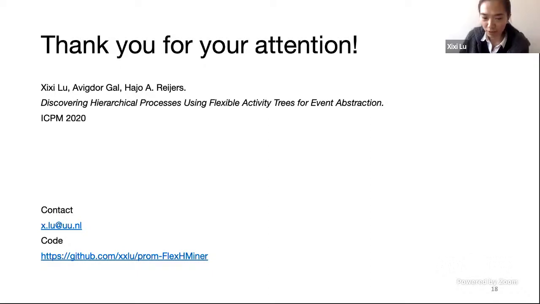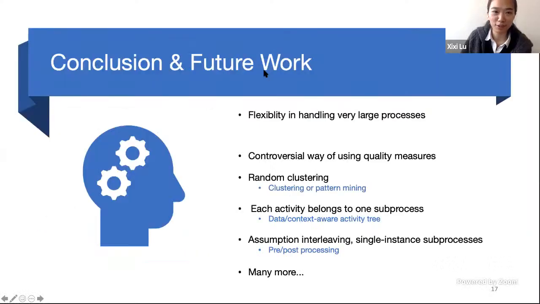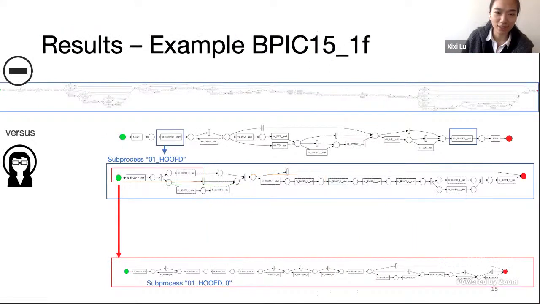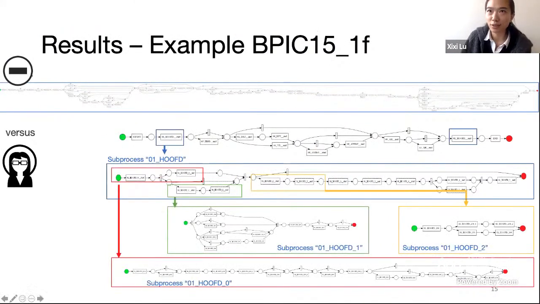So we didn't combine the levels indeed. And that's why I also said this is a little bit controversial way of using fitness. So for example, here we have 1, 2, 3, 4, 5 models and assume more. So for each model, we compute the fitness, precision, and other measures. And then we compute the average for the whole collection of the models.